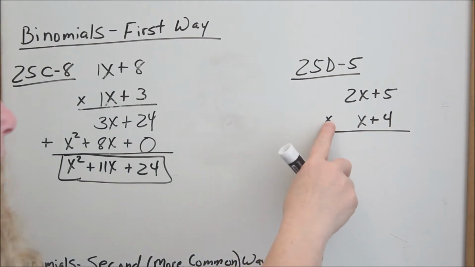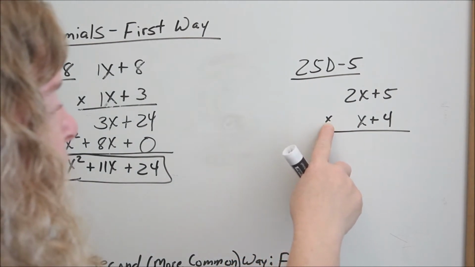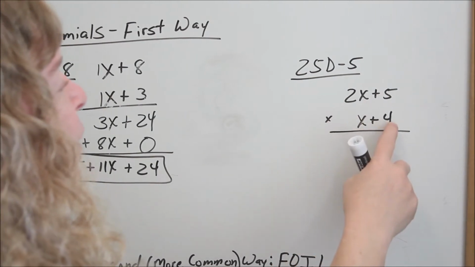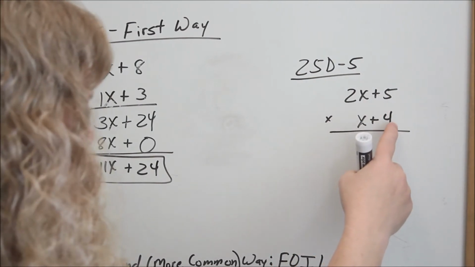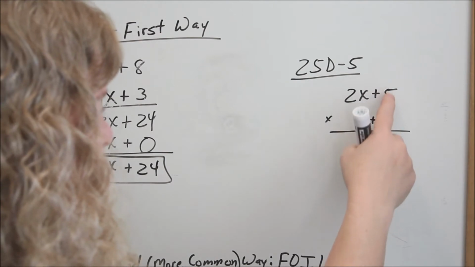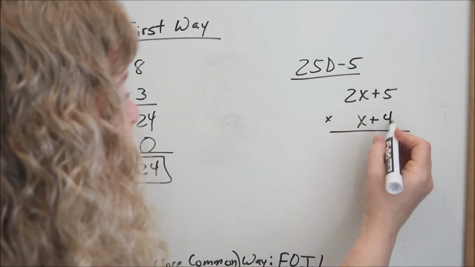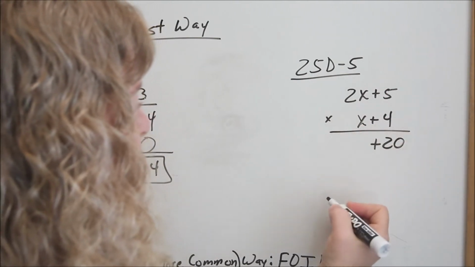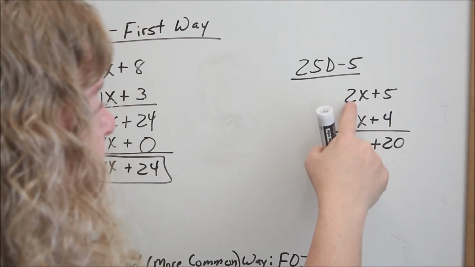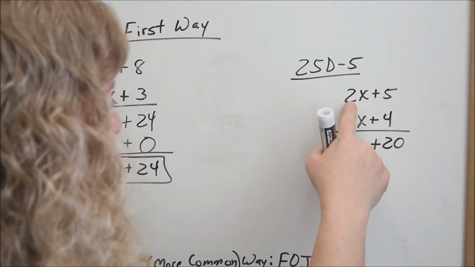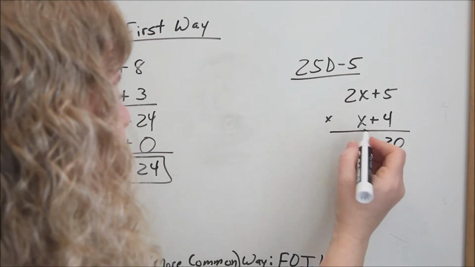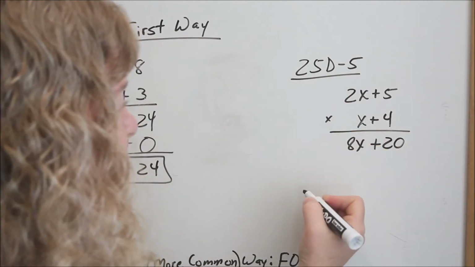Okay, so again, we're multiplying. Look at your operation symbol. So where do we start here? Just like long multiplication with numbers. This times this. Positive 4 times a positive 5 is a positive 20. Positive 4 times a positive 2x. Multiply your numbers together. Positive 4 times 2x, 8x.